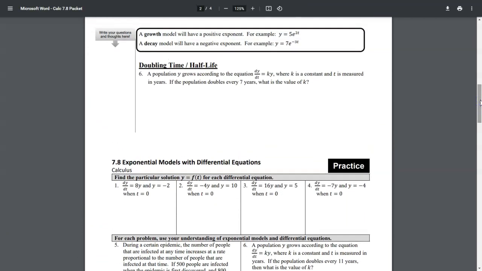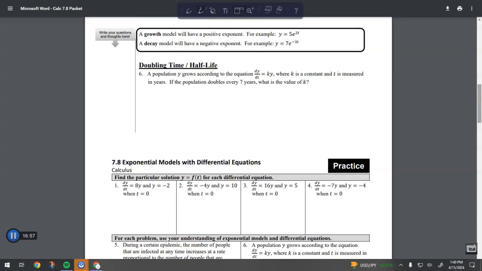So population is going to double every 7 years. They'll put half-life questions here too. Population gets cut in half every whatever years. That's also exponential. What's the value of k? So I can start off by going, well, I know y equals some constant times e to the kt. But then I don't know an initial value, so I'm a little bit stuck. I can fix it, but I don't know what number to start with.